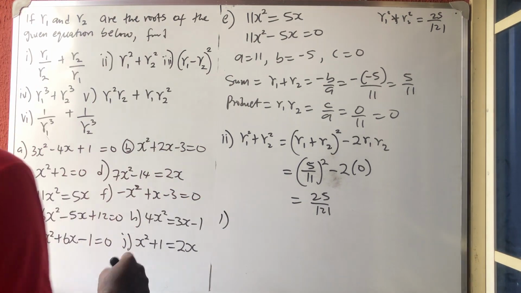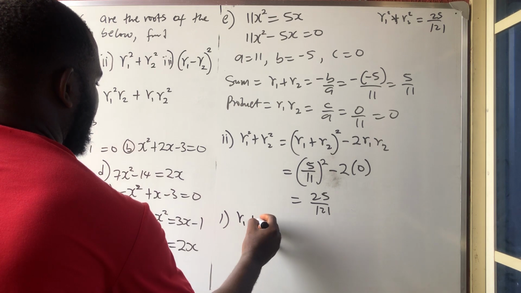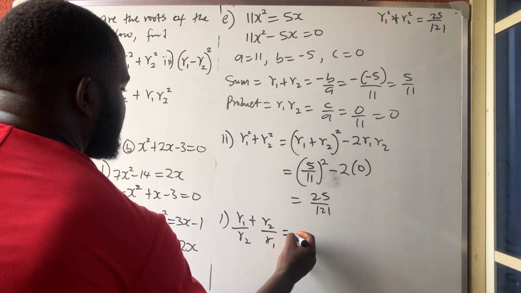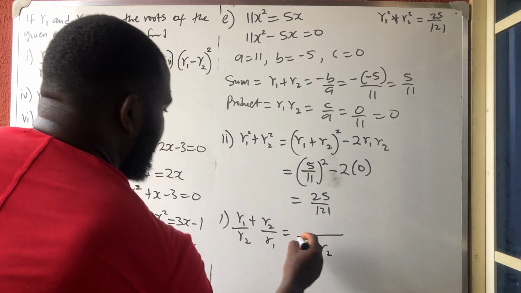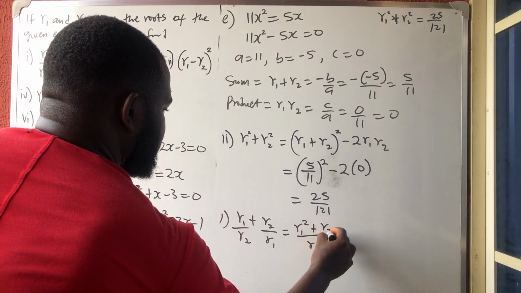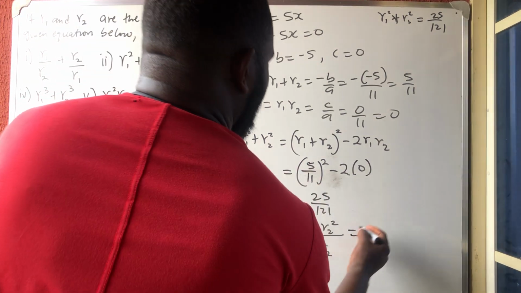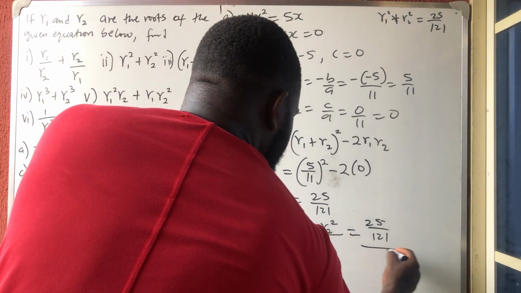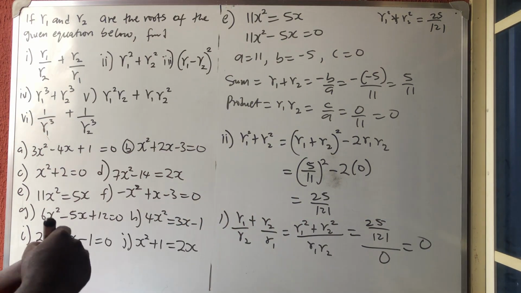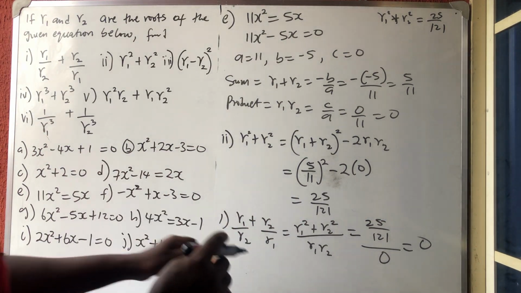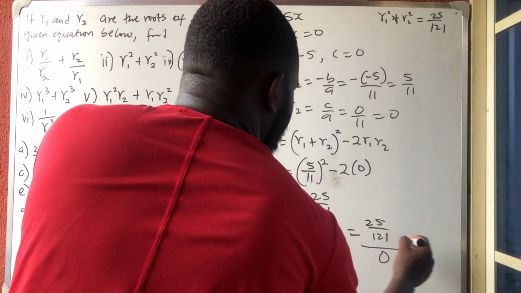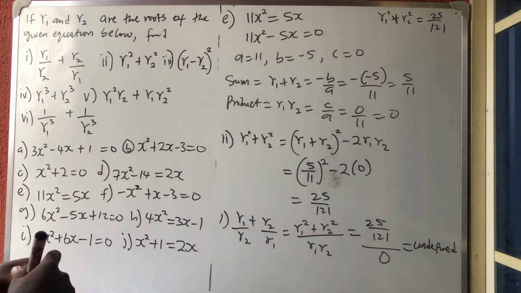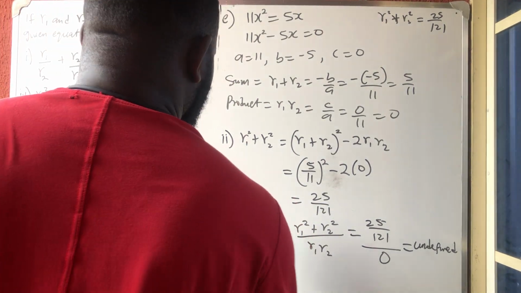For i, let me solve i. I said r1 over r2 plus r2 over r1 is equal to, the LCM is r1 r2, and the numerator I'm having r1 squared plus r2 squared. So if you look at that, the numerator gave me 25 over 121, then r1 r2 gave me 0. Anything divided by 0 is undefined. So this one divided by 0 is undefined. Okay, it's undefined. So can I clean? Yes. So let me go to the next one.